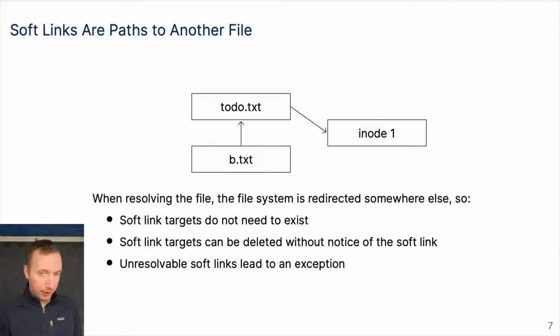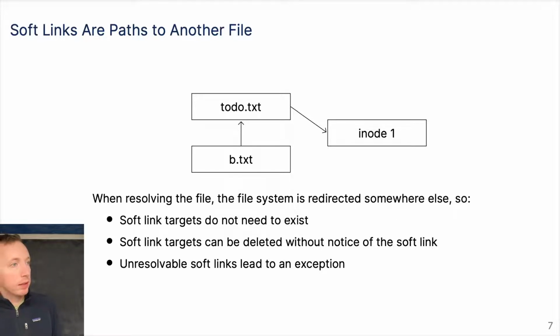Yeah, a soft link just points to another name. It can be literally anywhere. It could be another directory too. Soft links just point to a name. It doesn't matter what that name is. So in this case, we would say b.txt is a soft link to todo.txt. Yep, that's it.